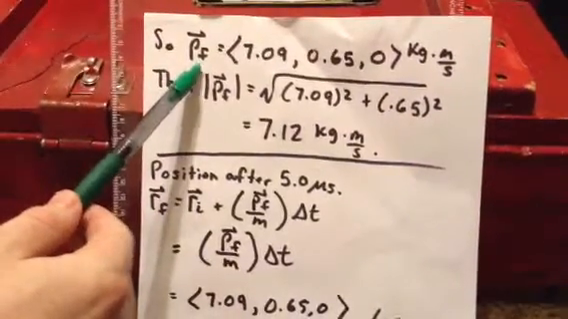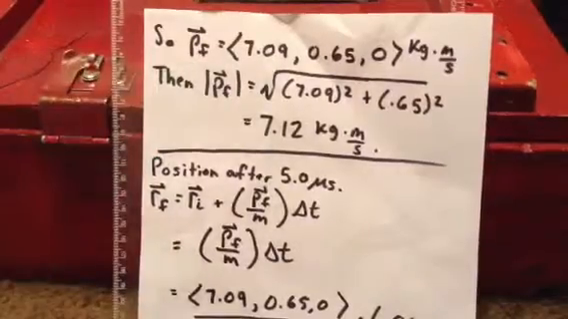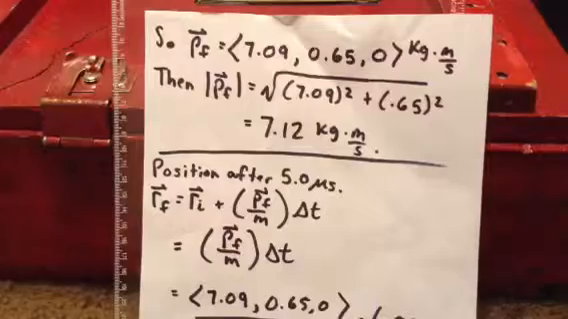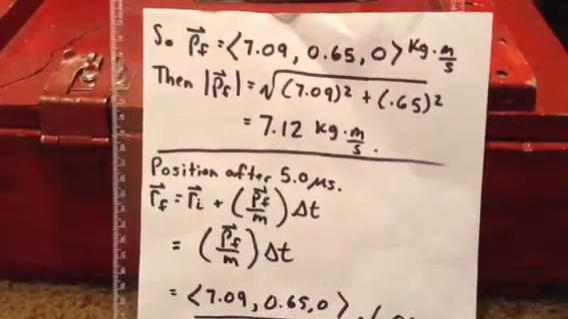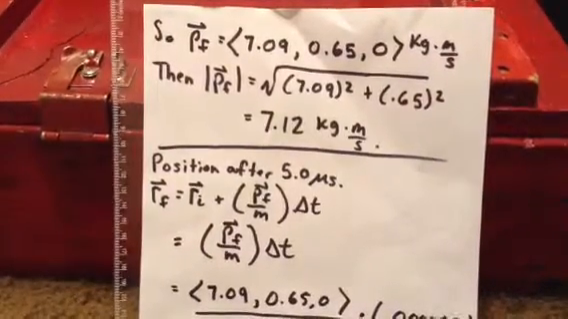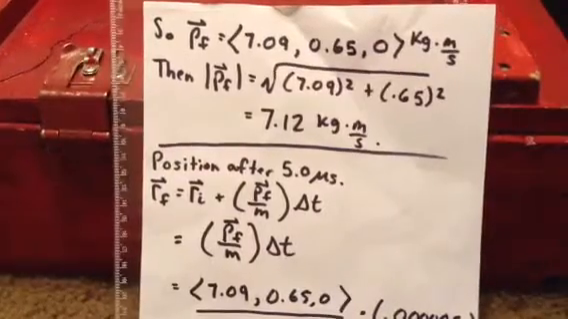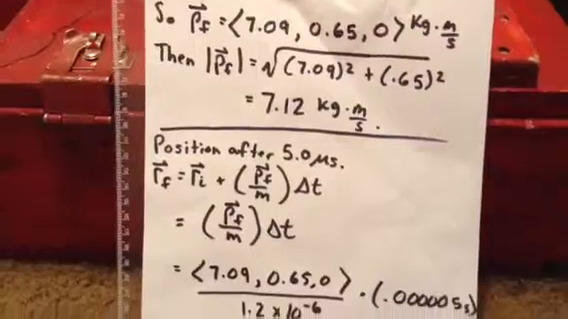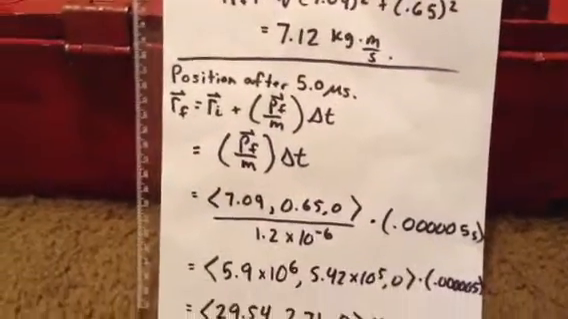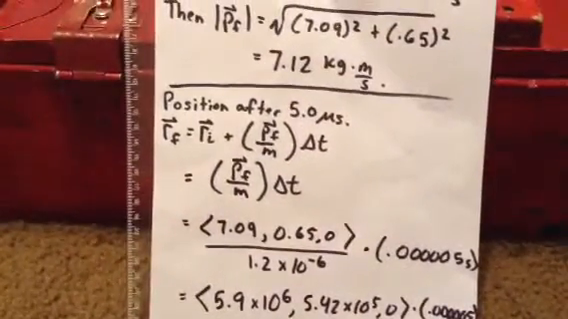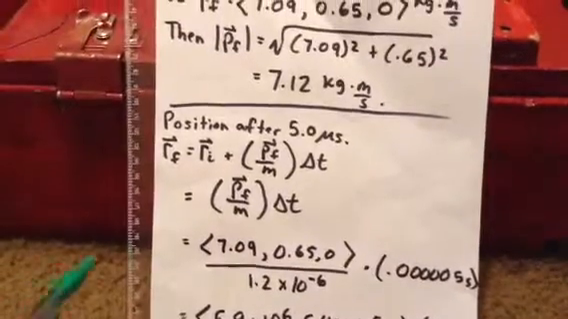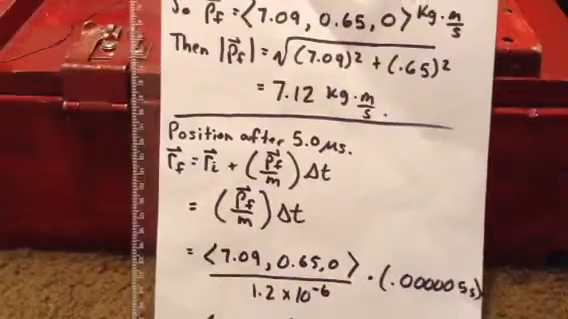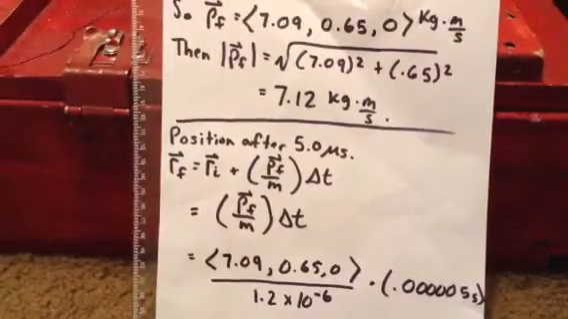And one thing to note is that the z component is still 0 since we have no forces in the z direction or momentum acting in the z direction. So now that we have that vector for final momentum, we can find the magnitude, which is given by the square root of the squares of each of the components. So we have all that, and we get this value 7.12 kilograms meters per second.